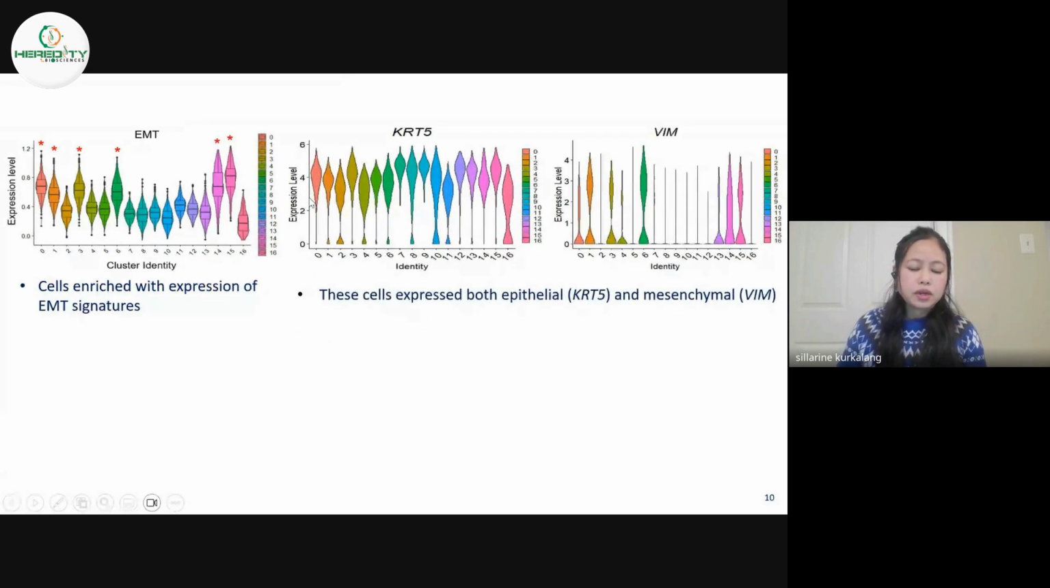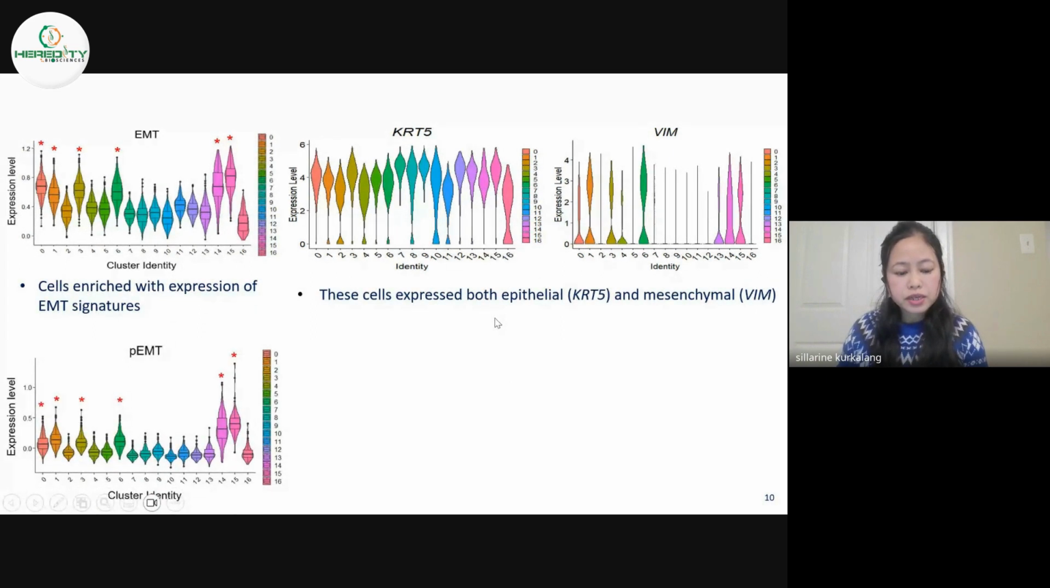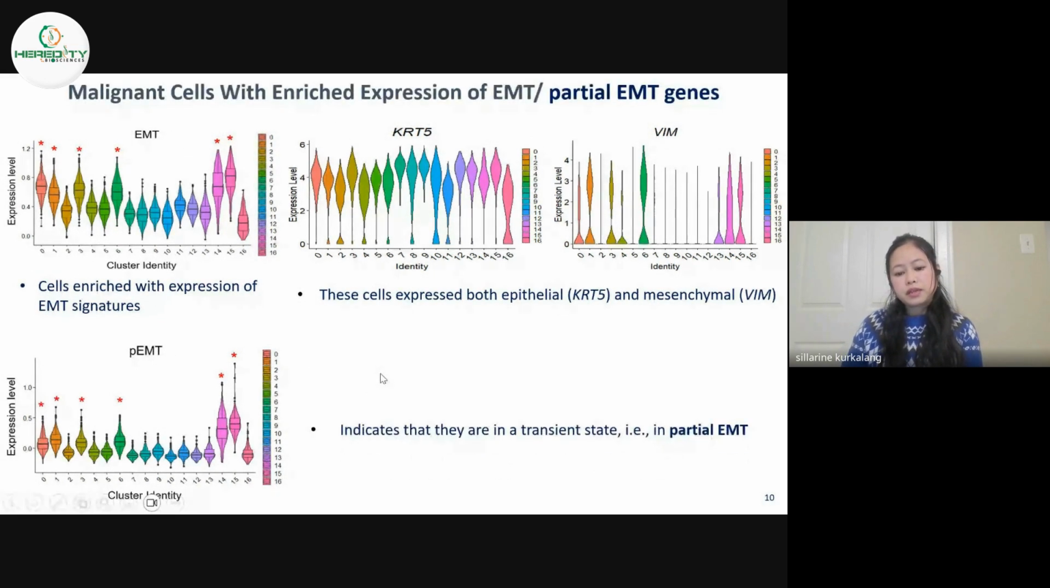However, when we individually checked the expression of the epithelial and mesenchymal marker genes, we found that they still express both epithelial and mesenchymal markers, indicating that they have not fully transitioned to mesenchymal, but might still be in the intermediate or transition phase, which is also known as partial EMT. So we checked for the partial EMT gene signatures, and we found that these particular clusters were enriched with the partial EMT gene signatures, which again indicates that these cells are undergoing partial EMT.